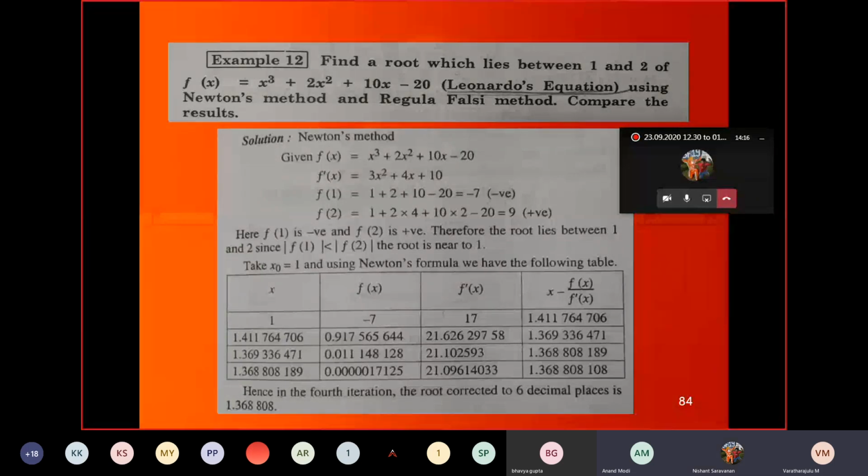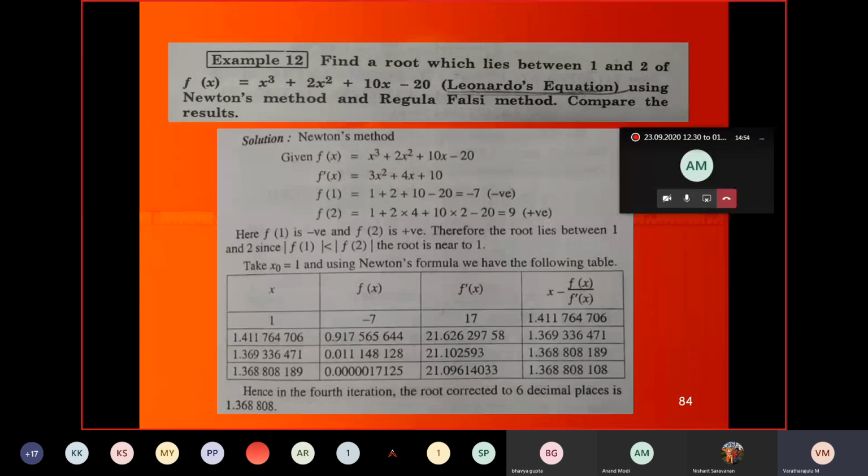Very good, very good. Who is this? Anand, very good, Anand. The convergence rate of the Newton-Raphson method is quite better than the convergence rate of the regula falsi method. That inference we can draw by solving this particular problem.